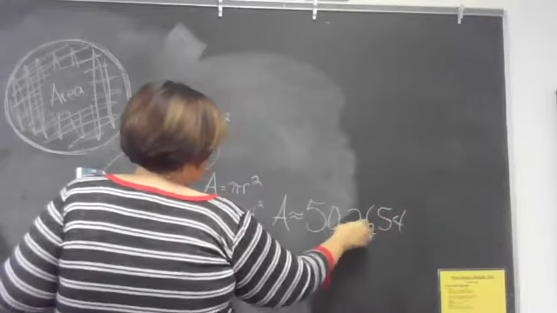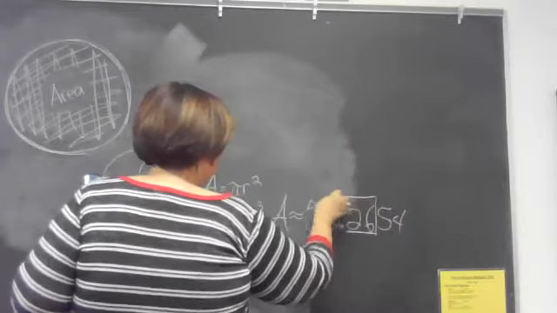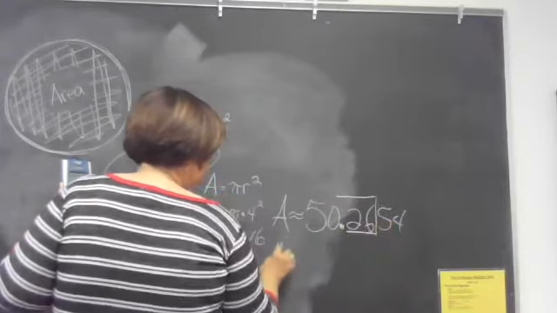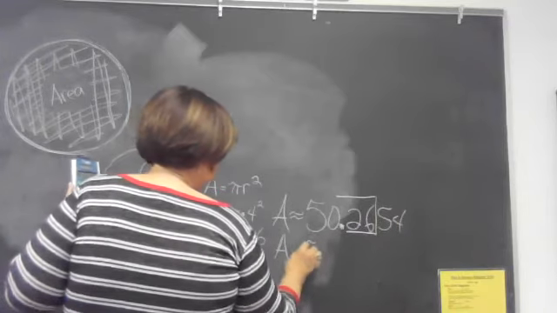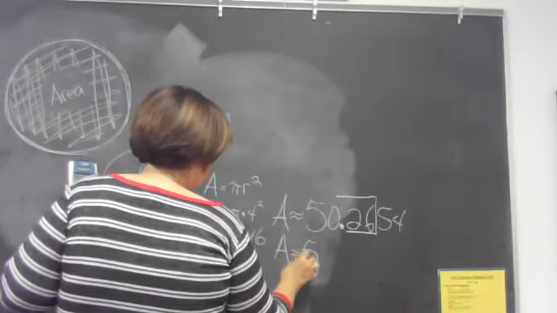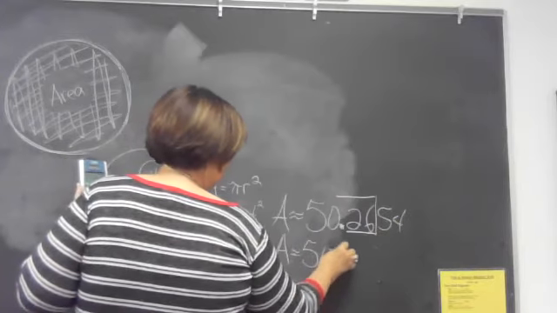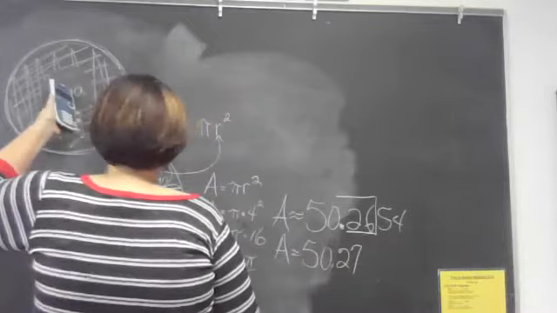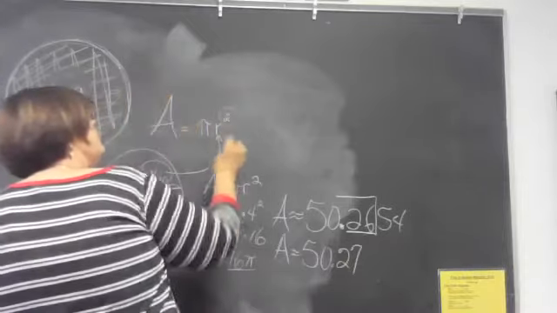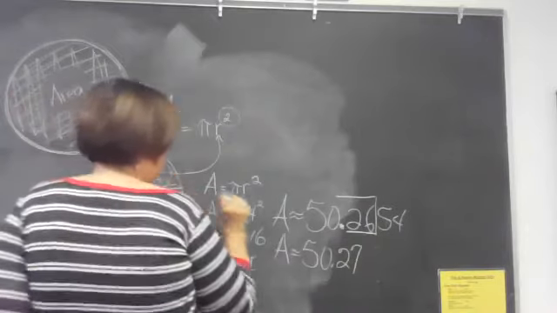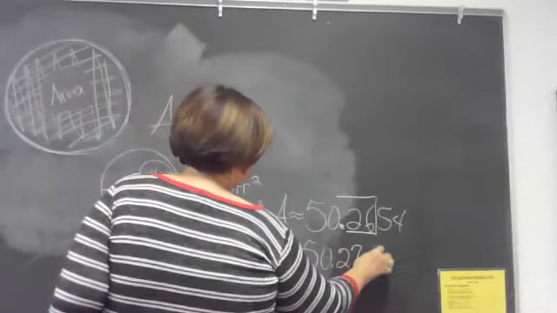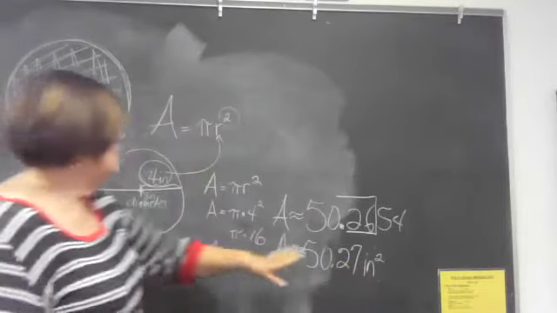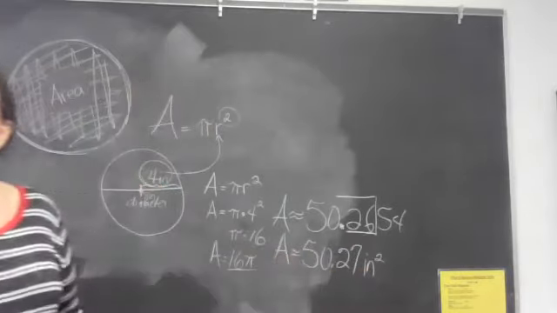But if I want the answer to the nearest hundredth, I have to look at the next number, and it's big enough to push this up. And so Brandy answered correctly. The rounded answer would be 50.27. Now, since we're finding area and we use a squared in the problem, our answer is going to be inches squared. Area will always be answered in square units.